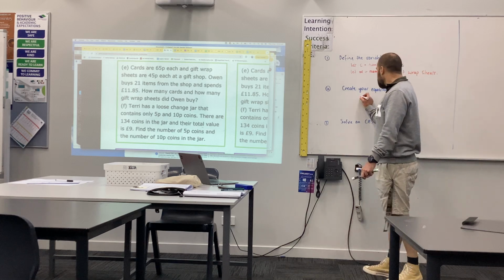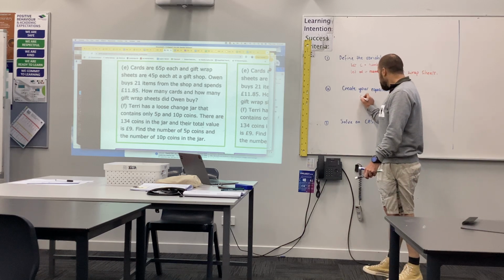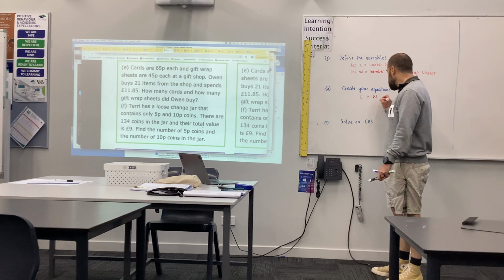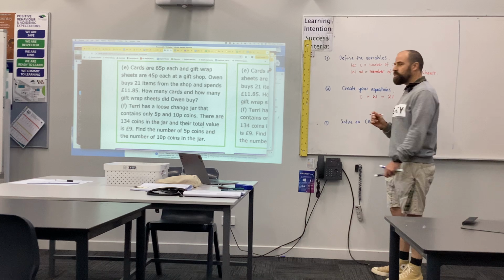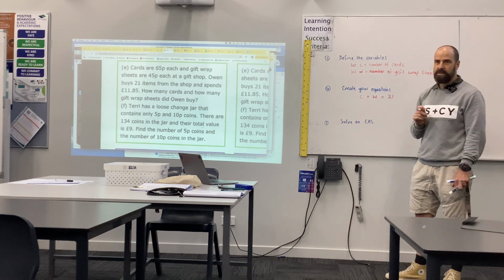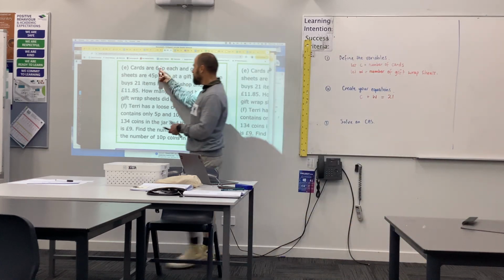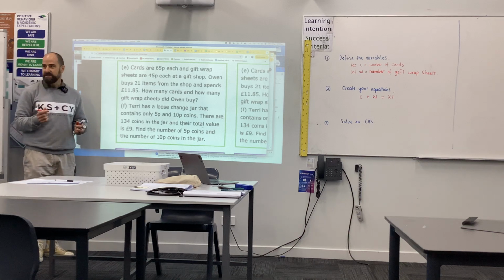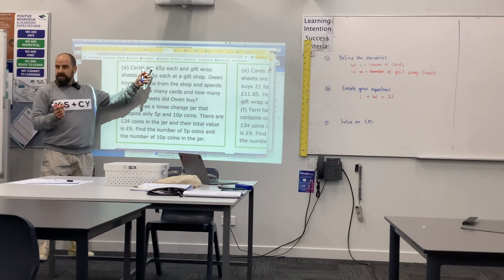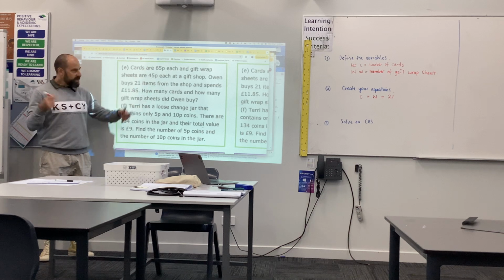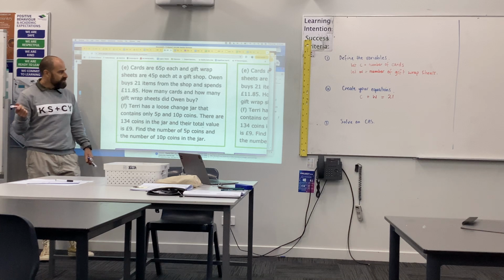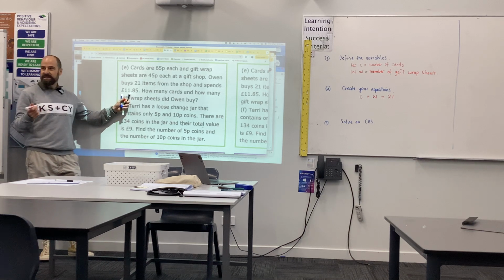So the number of cards he gets is C, plus the number of gift wrap sheets that he gets is a total of 21. Now we're going to use the cost as my other equation. How can I possibly make this another equation? We do know that C equals 65p, and we know that W equals 45p. How are we going to bring that together with the total?